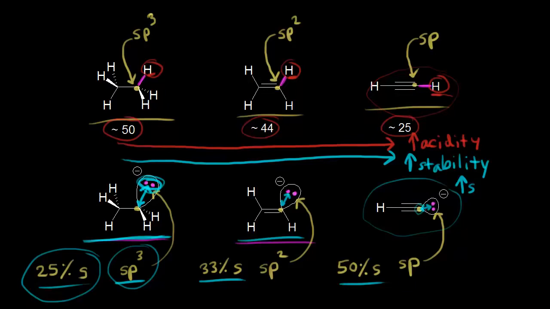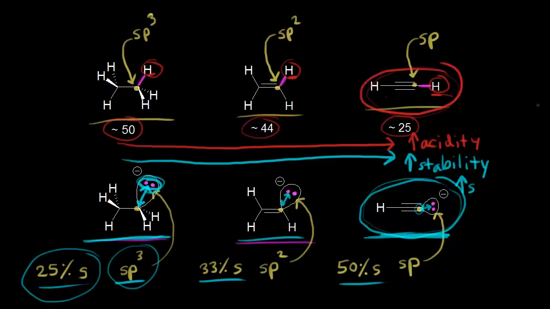If you decrease the distance between the positively charged nucleus and the electrons, that means you increase the force of attraction. So this conjugate base is the most stable because there's a greater attraction to the nucleus for those electrons. So the nucleus is better able to hold on to those electrons. There's a greater force, and that means increased stability or lower energy. So this is the most stable conjugate base. If that's the most stable conjugate base, then acetylene is the most acidic compound out of those three.